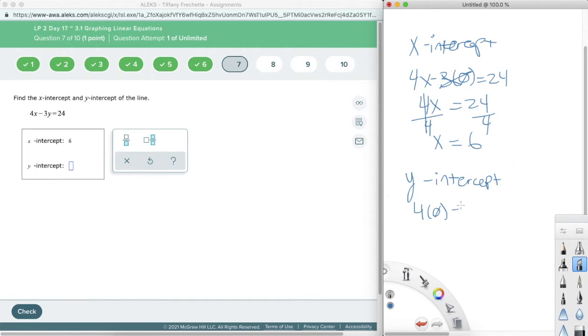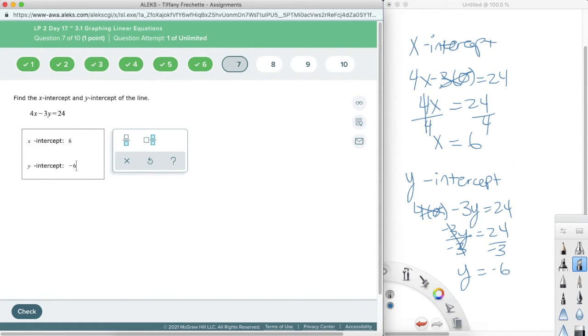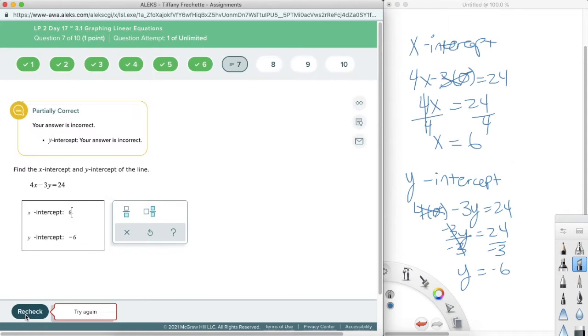So I'm going to write 0 instead of x. Now I have negative 3y equals 24. So now the y is there, but the x is 0, and anything times 0 cancels out. This time I'm multiplying by negative 3, so I just divide by negative 3, because anything divided by itself becomes 1. 24 divided by negative 3 is negative 6. So negative 6, check. Uh-oh.